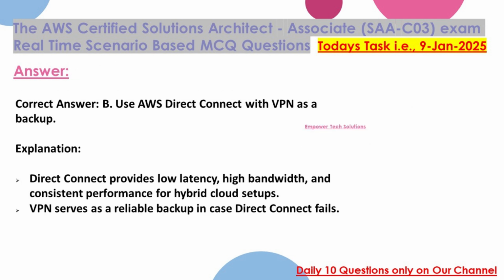Correct answer, B. Use AWS Direct Connect with VPN as a backup. Explanation: Direct Connect provides low latency, high bandwidth, and consistent performance for hybrid cloud setups. VPN serves as a reliable backup in case Direct Connect fails.